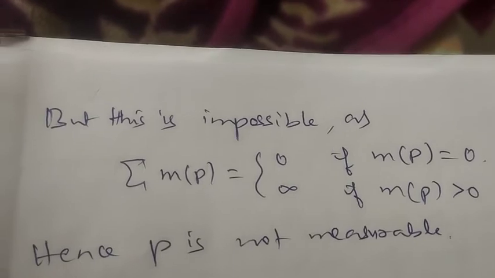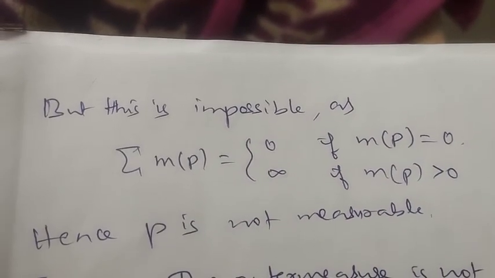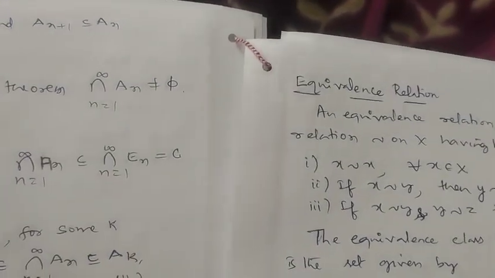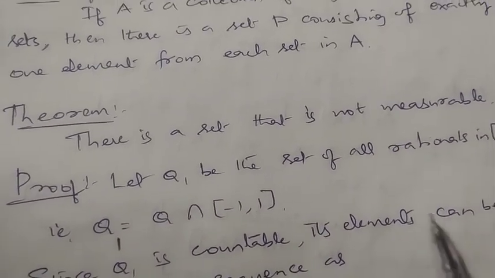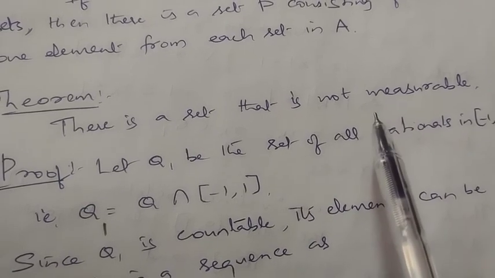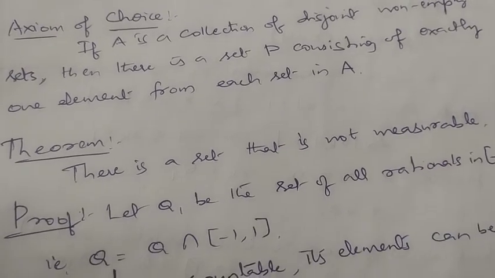Okay, understand this? So this constructed set P is not measurable. P is an uncountable set. We have constructed the set P which is not measurable. This is also an important result here. Okay, thank you.